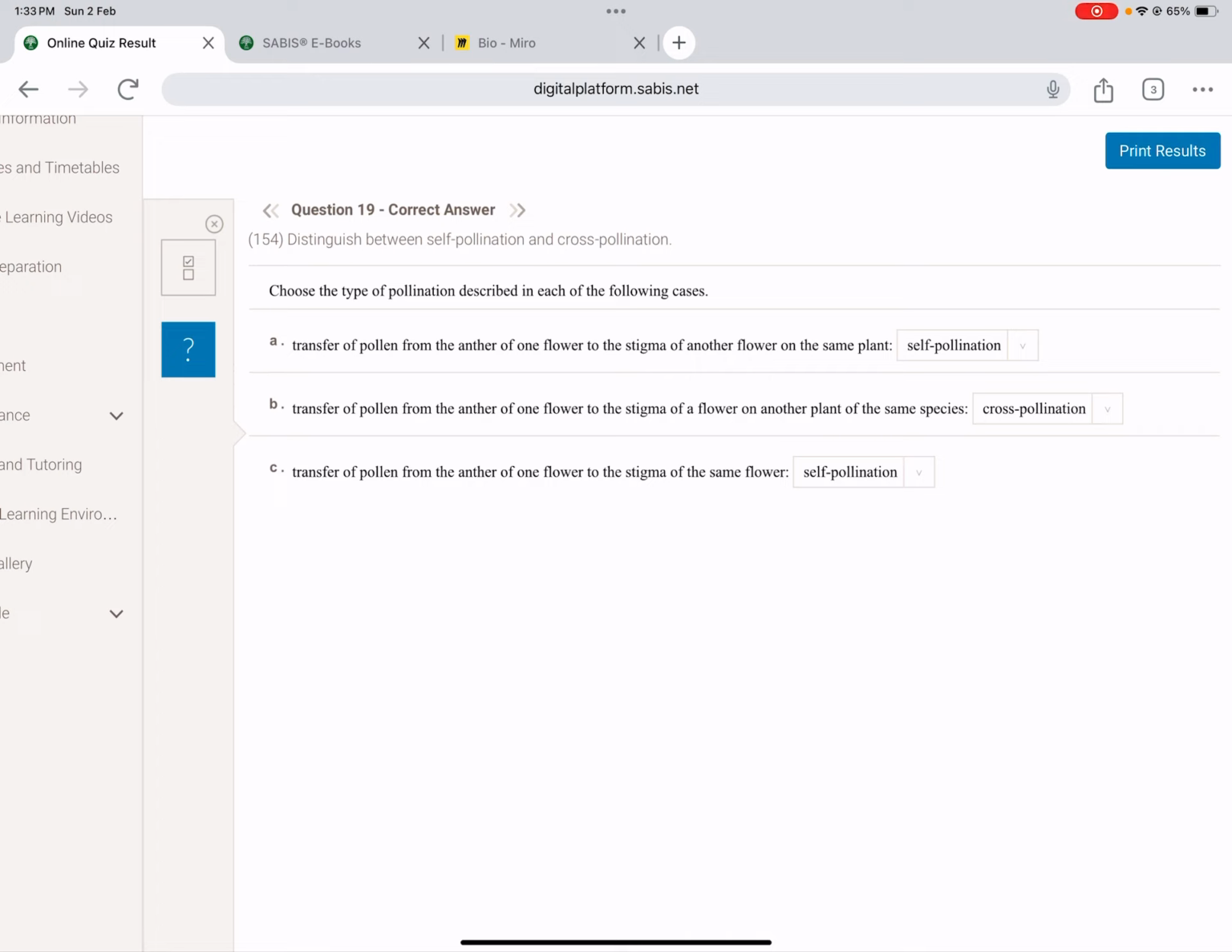Okay, here, because they said on the same plant, it's going to be self-pollination. And remember the question we did before, how we prevent self-pollination of the same species, but what did they say? From the anther of one flower to the stigma of a flower on another plant. So two different plants, cross-pollination. Transfer of pollen from the anther of one flower to the stigma of the same flower. Since we're still on the same flower, it's self-pollination.